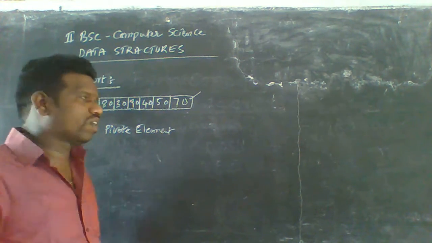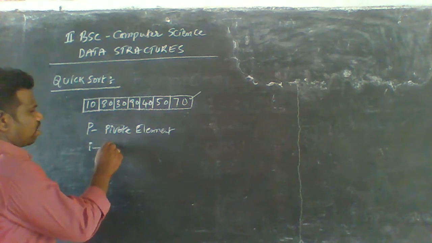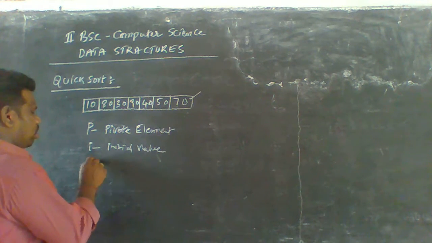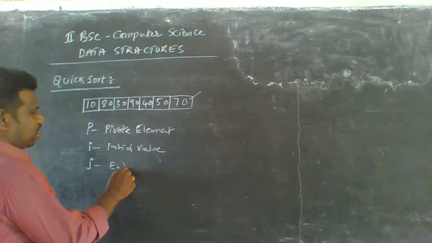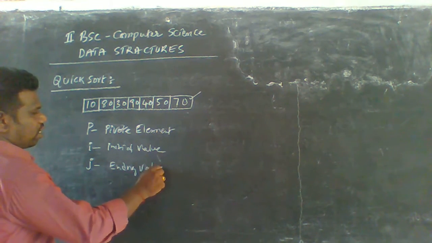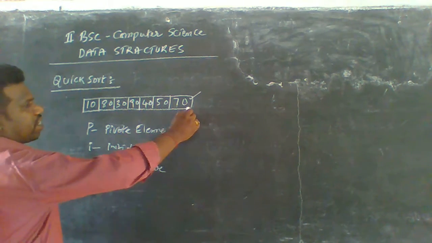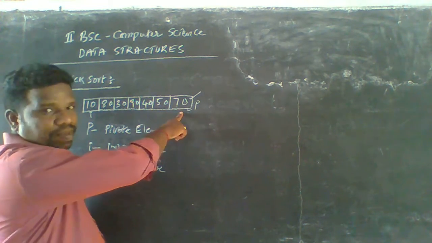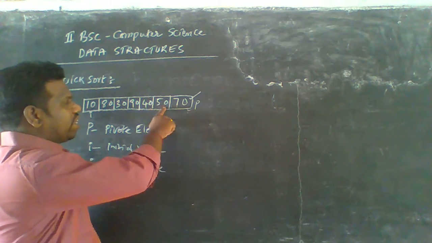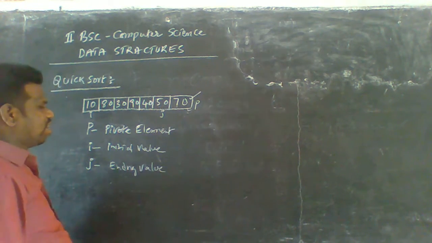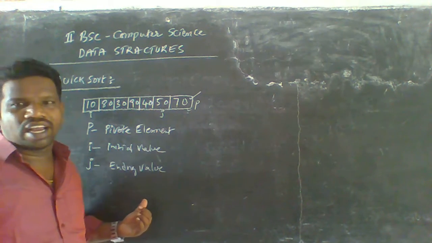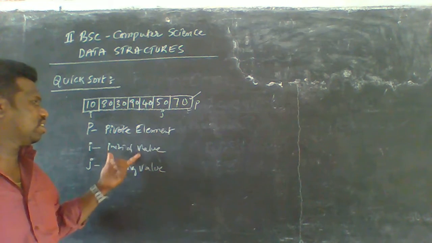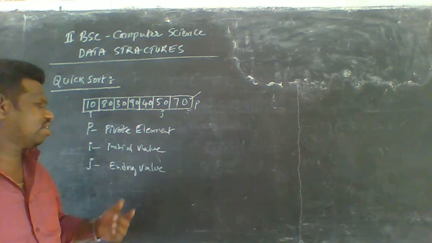We can also select an initial value and an ending value. The initial value is i, and j is the ending value. For example, this is the pivot number and this is the initial value. The last value is not taken, because it is the pivot number, so we take the number before it as the j element. The j element is the ending value, and i is the initial value. That's why we take these elements: the pivot element, the initial value, and the ending value.